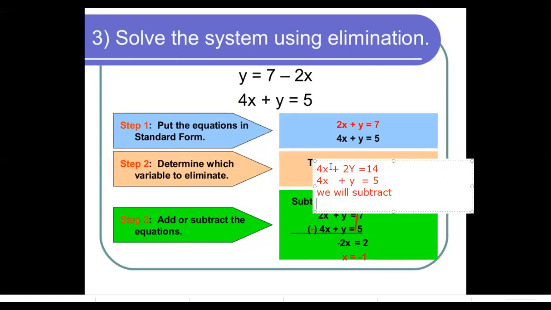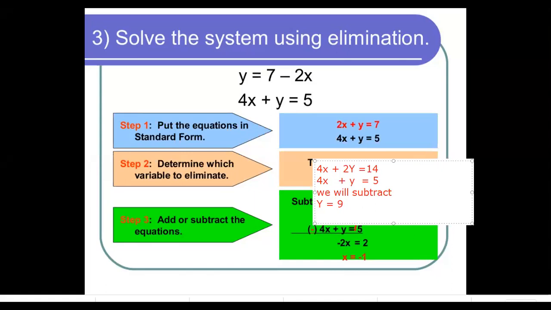Once we do 4 minus 4, it will be 0. 2y minus y will be 1y. And 14 minus 5 will be equal to 9. So y equals 9.